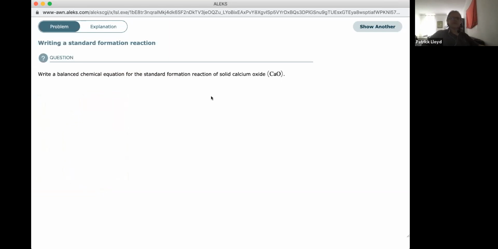Okay, same thing, balanced equation, standard formation of reaction. This is going to be solid calcium oxide. So in this particular example, there's only 2 elements we have to worry about: calcium and oxygen. Now, what's the state of matter of calcium? Calcium is a metal. So you pull out your periodic table, you look up calcium, it's element 20, it's in the 2nd column, it's an alkaline earth metal. Those are all solids. So metals are solid.